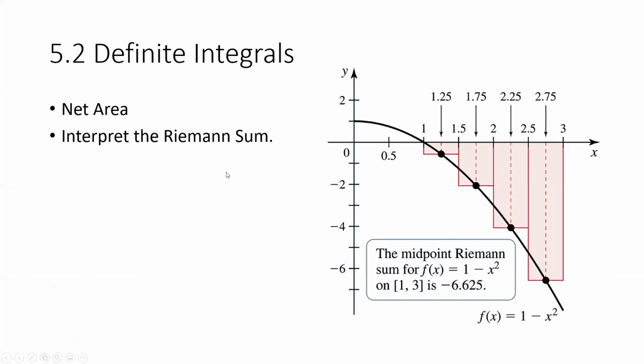And actually 5.2 is doing a couple of things that are related to what we were just doing with the Riemann sums. We're thinking about area here, but we're just going to introduce the idea of a definite integral. And a definite integral relates to the net area under a curve.